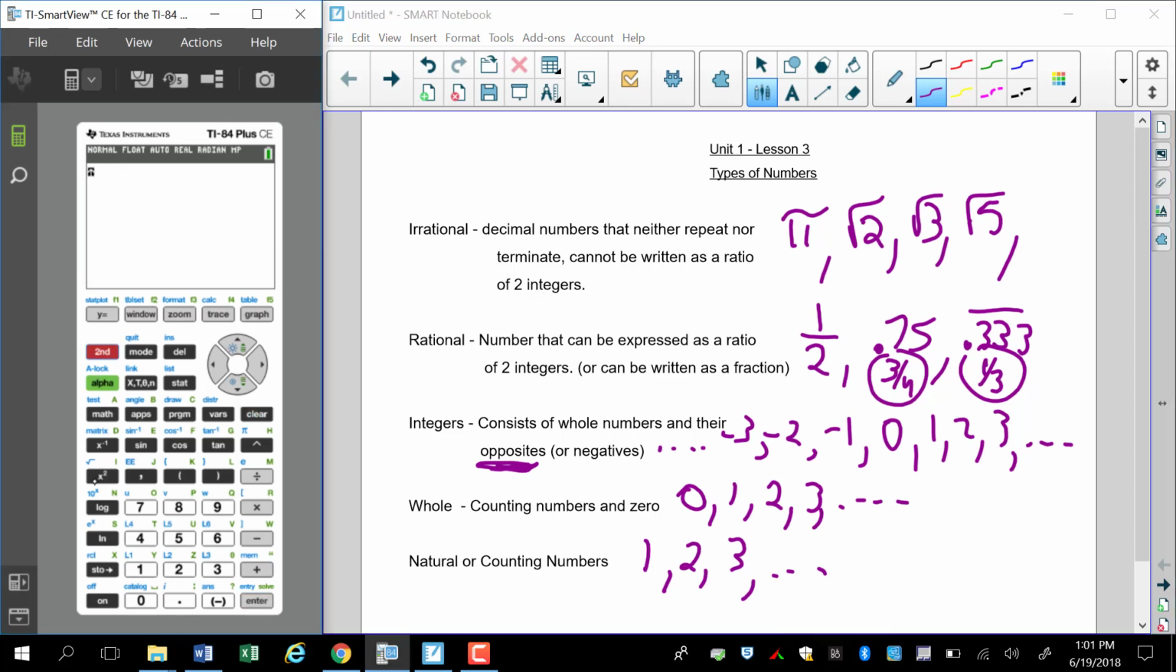So let's take a look. If you take a look at square root of 4, well, that's going to give you 2. That's a rational number. It's also an integer. It's also a whole number. It's also a natural number. So it's all of those.